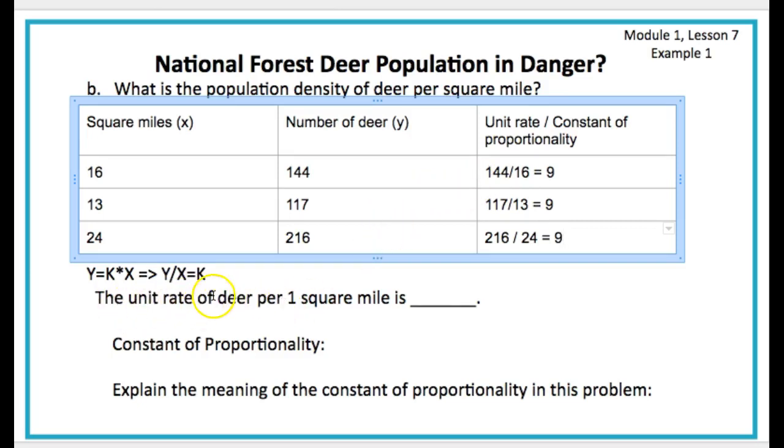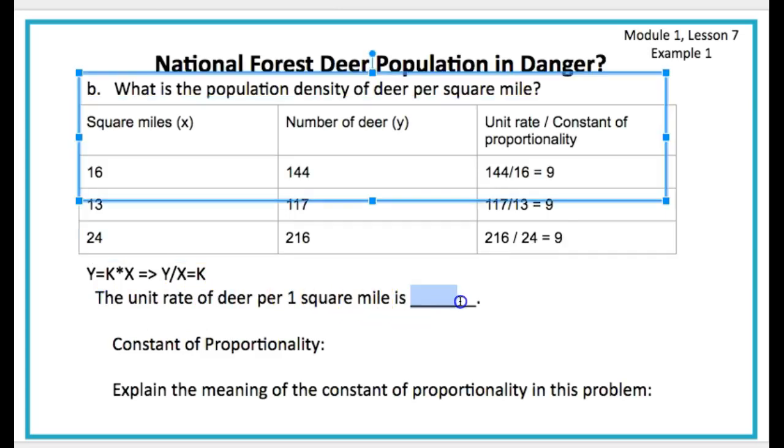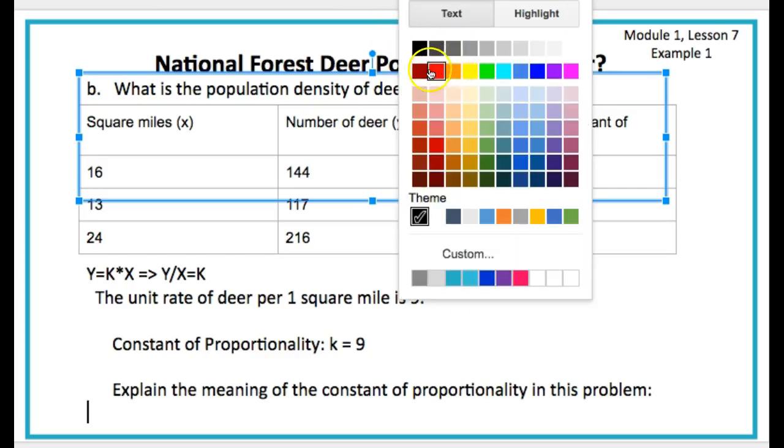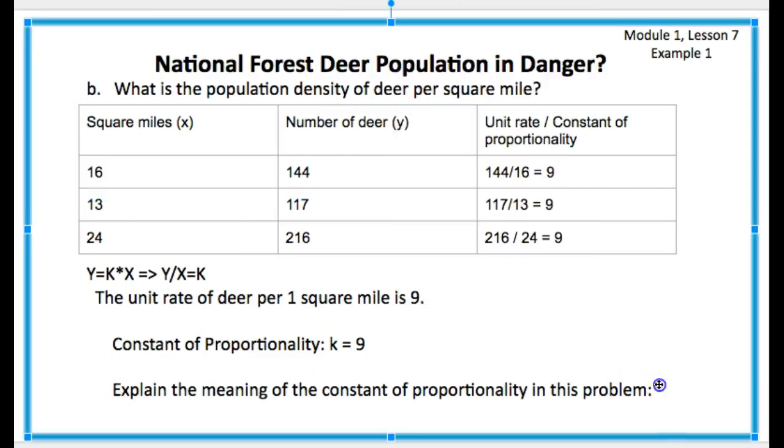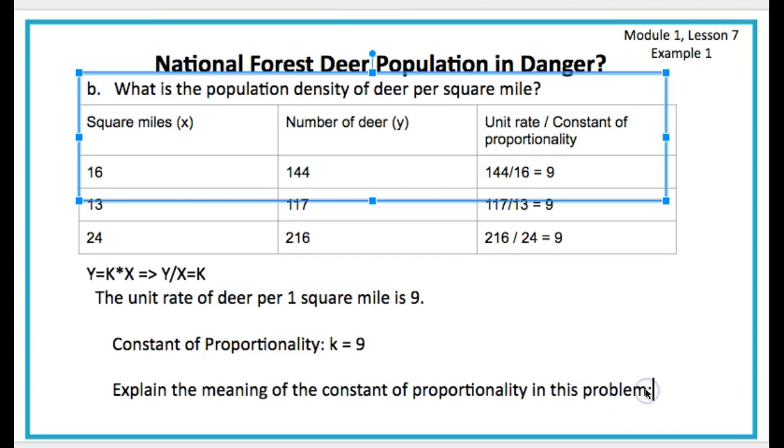So the unit rate of deer per 1 square mile is 9. Our constant of proportionality, k equals 9. And the meaning of this in this problem is there are 9 deer for every 1 square mile of forest. Now we've completed part B of question 1, and now let's move on to part C.